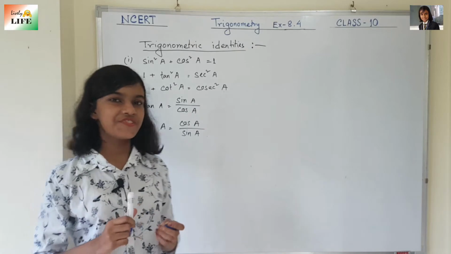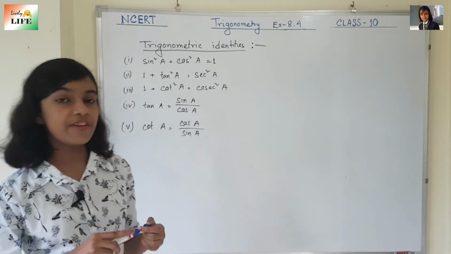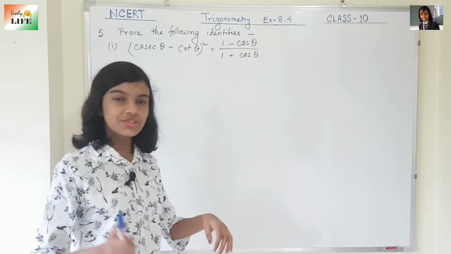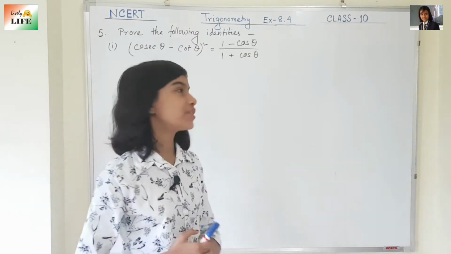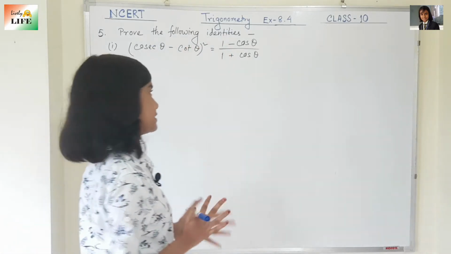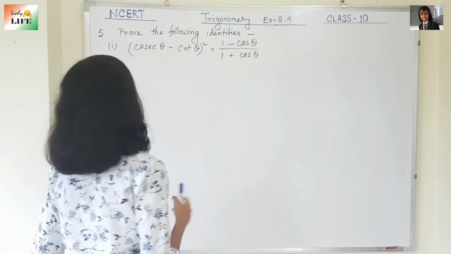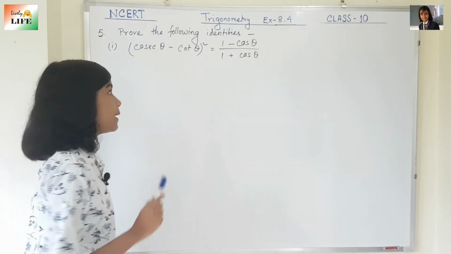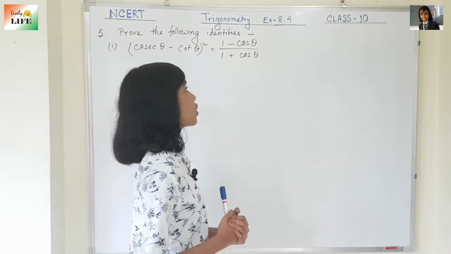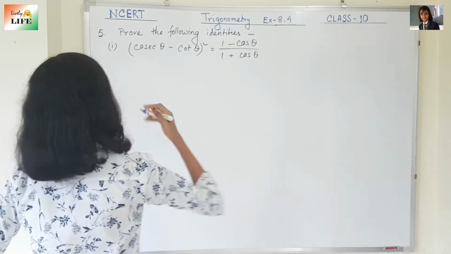So let's start with exercise 8.4, and you have to learn all these identities. We are going to start exercise 8.4 with question number 5. Prove the following identities. Number 1 is cosec theta minus cot theta whole square is equal to 1 minus cos theta by 1 plus cos theta. So we have to prove this.